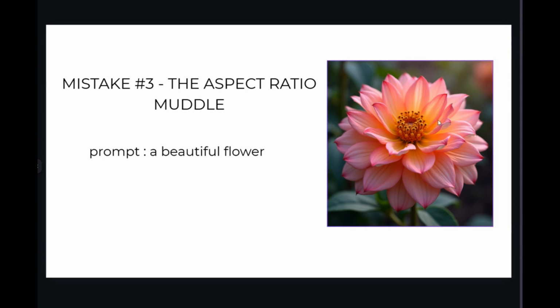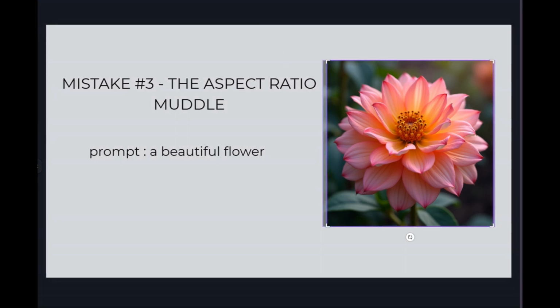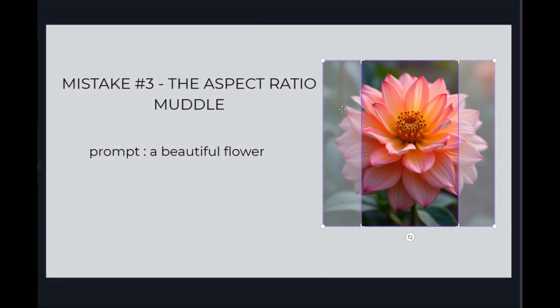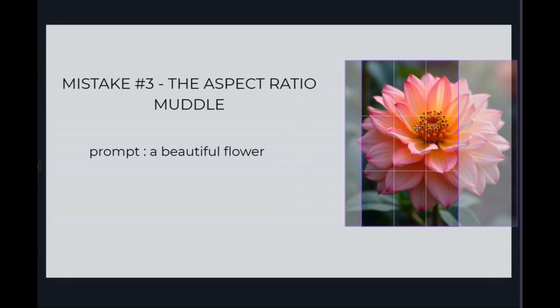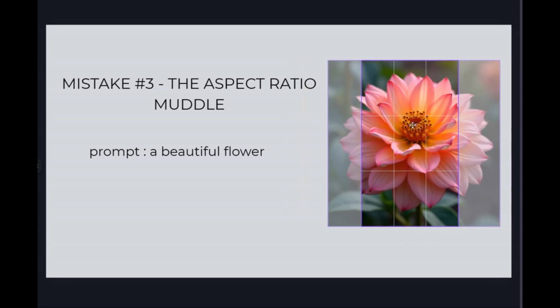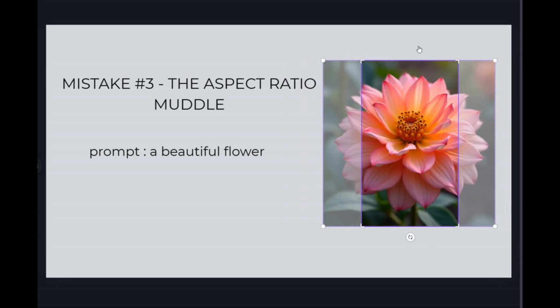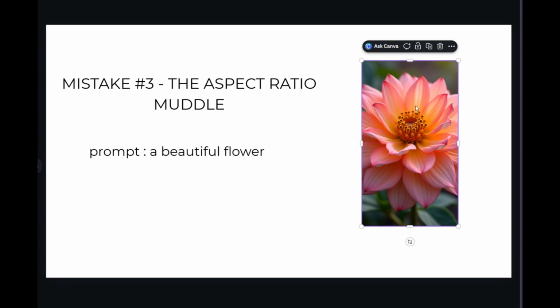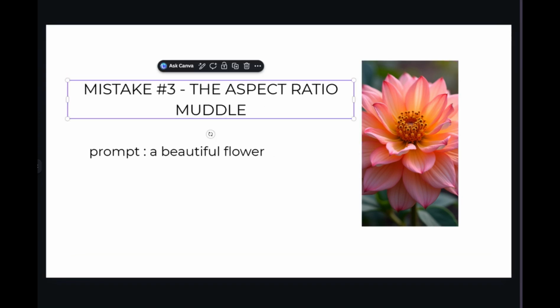So for instance, if I wanted to, this is a square, and if I wanted it to be say a 2-to-3 ratio or a tall ratio, when I come in to crop my image, I'm going to crop it to a tall ratio, so we're going to lose half the image. It's going to be cut off. So it's always better to create your image in the ratio that you want it in the first place.